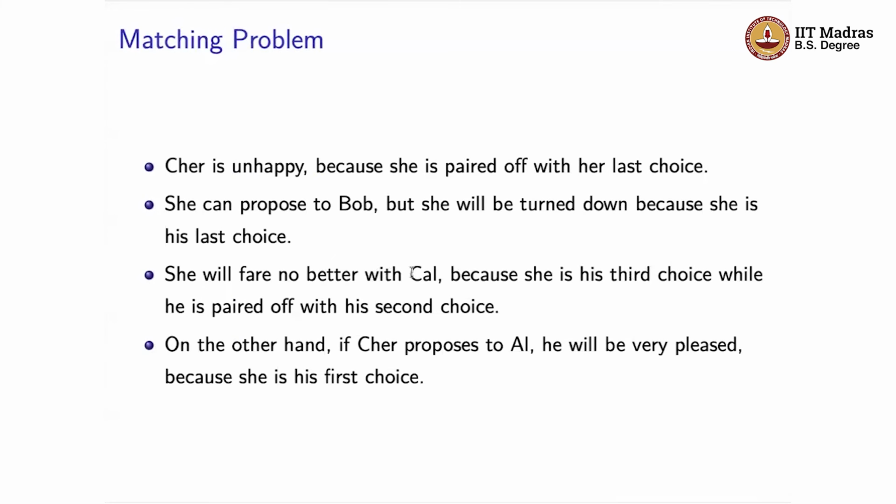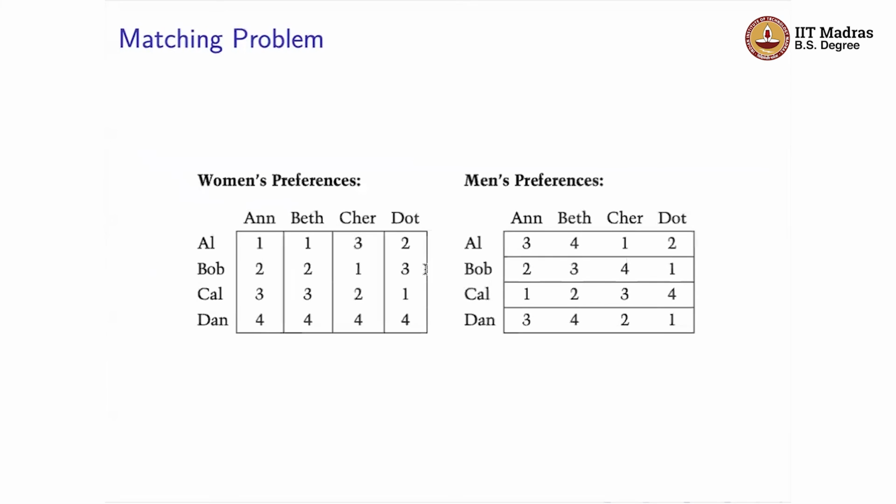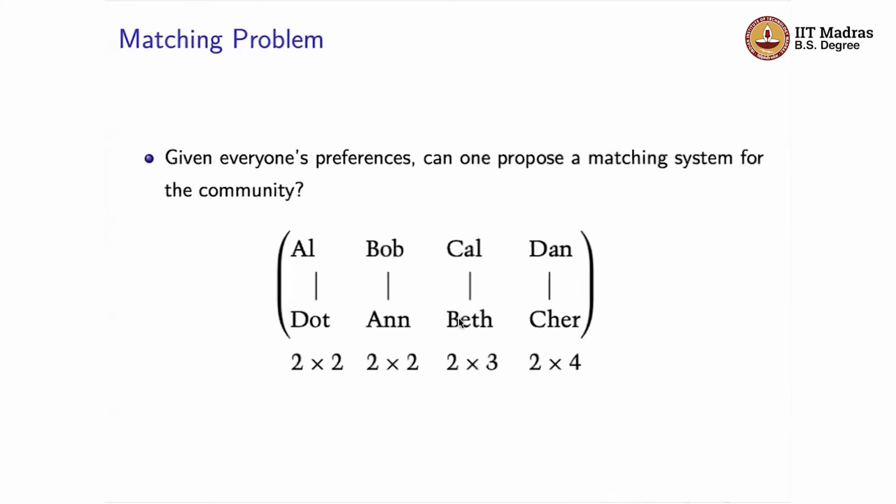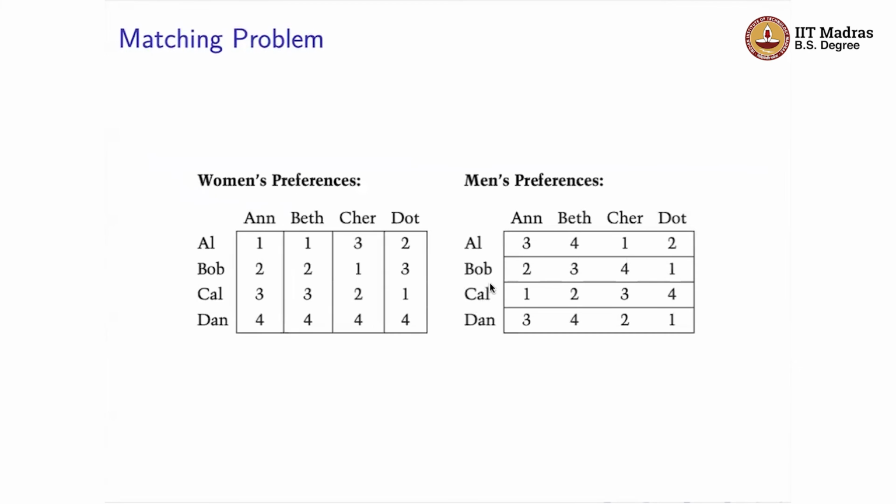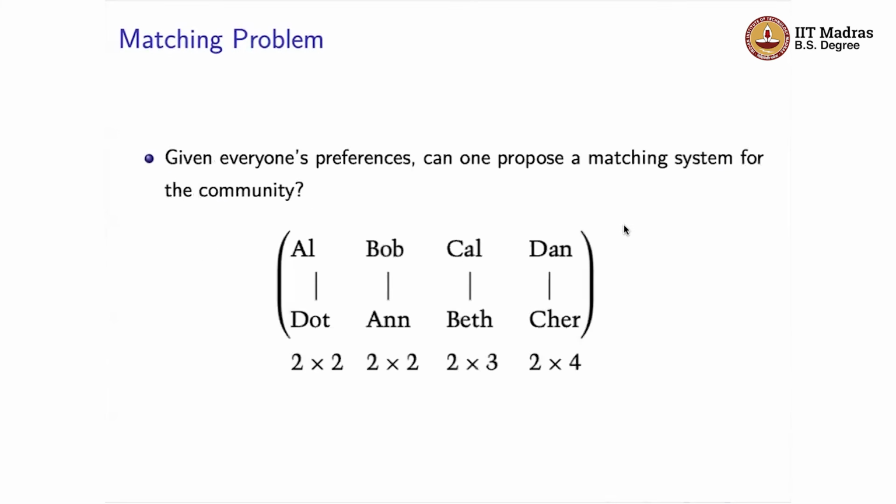What about if she approaches Cal? Why would she approach Cal? Remember, Cal is Cher's second best option. Cal was paired with Beth. So Cal prefers Beth, and Cher is only his third option. So Cal would prefer to stay with his existing partner Beth than with Cher. So again, he would not agree to Cher's proposal.